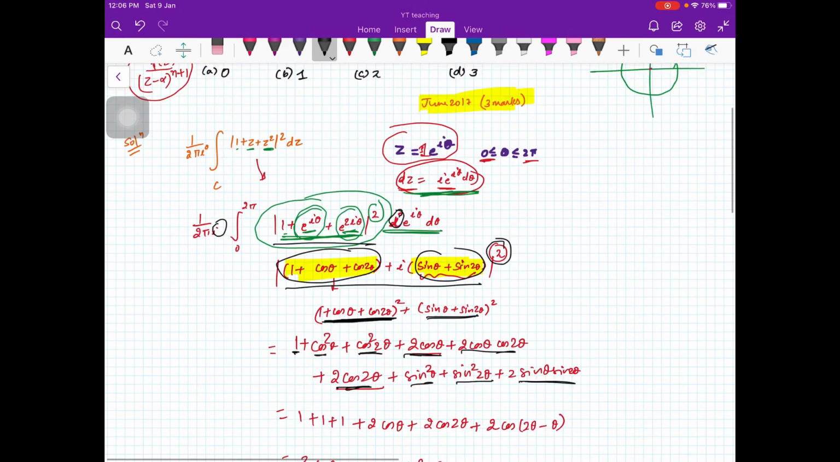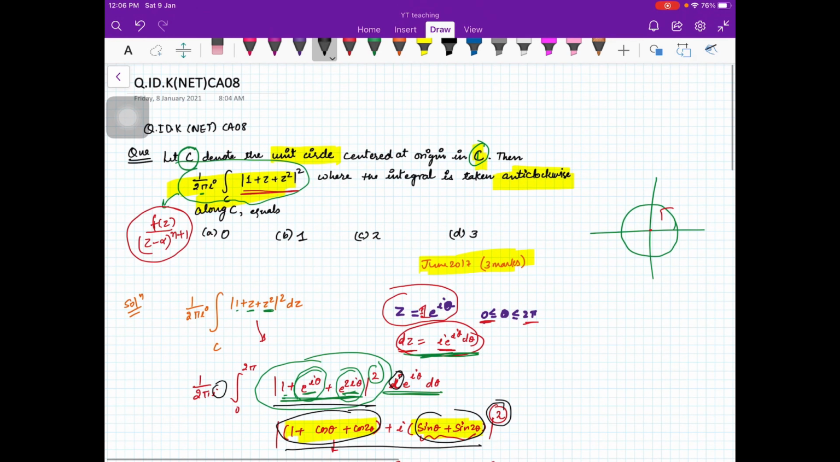So the crux is that in these problems generally you think that you have to apply Cauchy's formula, but when you see that your integral is not of that form, always go for the parameterization. So your answer here is C. This is the correct answer.